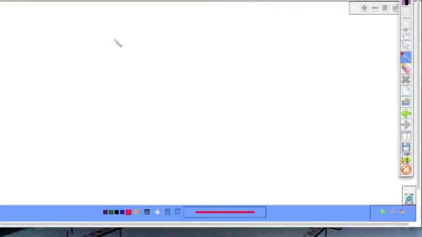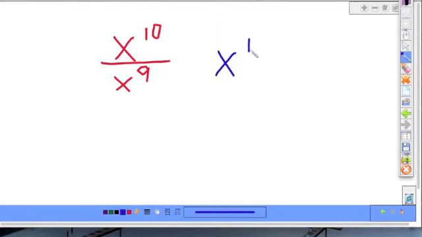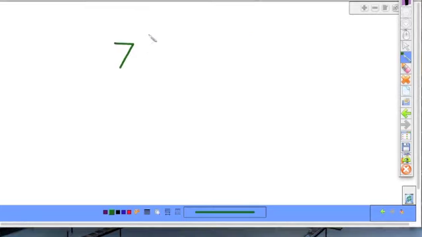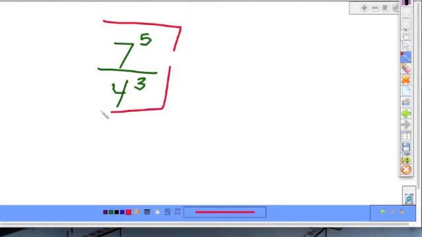Let's try another one. What if I had x to the 10th power over x to the 9th power? My bases are the same, so my base is going to stay x, and I'm going to do 10 take away 9, which gives me x to the 1st power. Since we don't ever write x to the 1st power, your final answer would just be x. Same as when multiplying, if you have different base numbers, let's say 7 to the 5th power over 4 to the 3rd power, 7 and 4 are not the same number, so you cannot do anything with these exponents. You can't subtract them, you can't multiply them. This is as far as this answer goes. So when they're not the same, you can't do much with them.